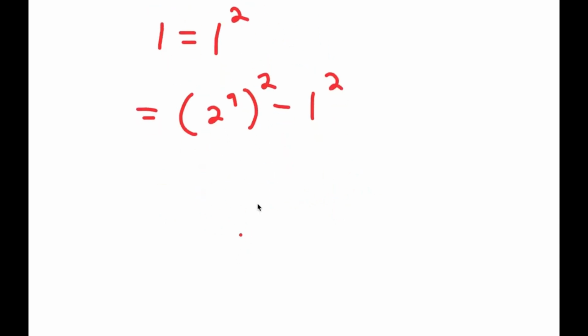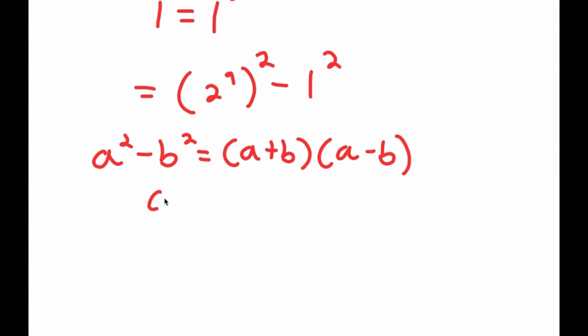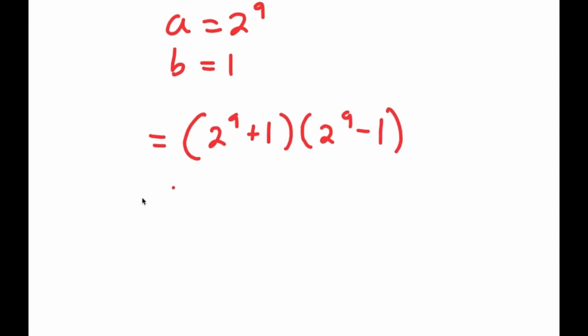And the reason I did that was because now I can use this property: a squared minus b squared is equal to a plus b times a minus b. So I have 2 to the power of 9 squared minus 1 squared. So a is 2 to the power of 9 and b is 1. So now I get 2 to the power of 9 plus 1 times 2 to the power of 9 minus 1.